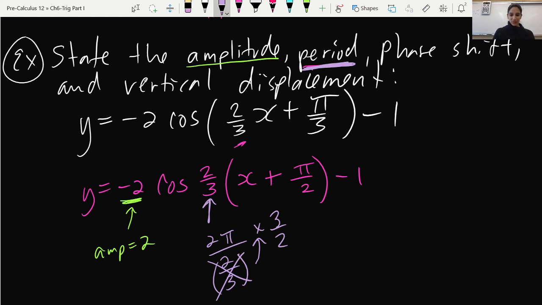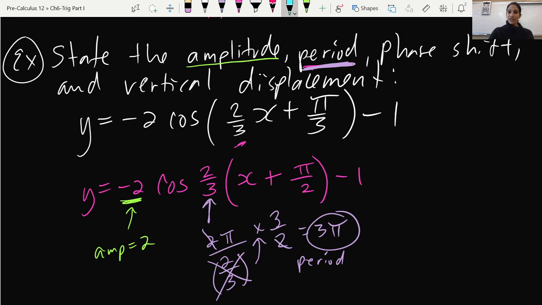So you can see that when we work our way through and do that, the 2's cancel, so 3 pi is my period. So that's my period. I feel like this is not the neatest thing ever, but hopefully you're understanding and learning this.